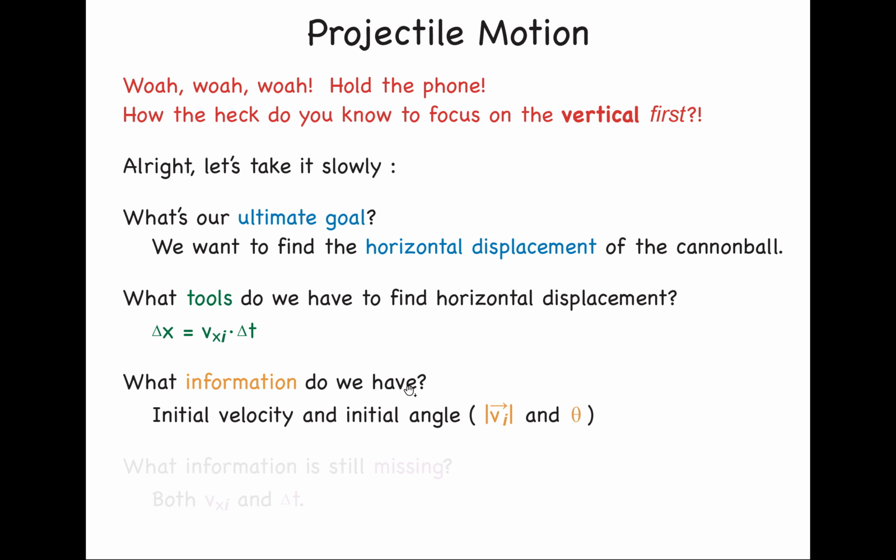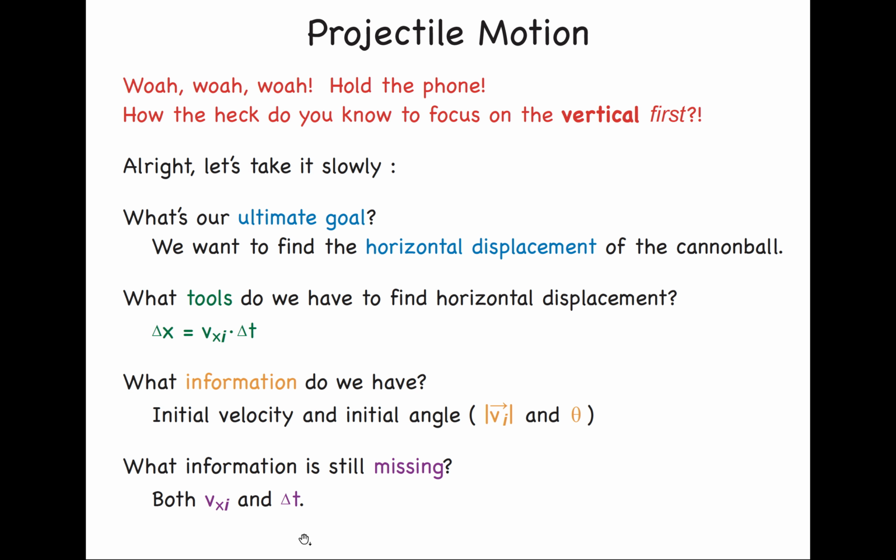What information do we have? Right, so the initial velocity is given and the initial angle. But I'm still missing both v_xi, which is the initial velocity component in the x direction. That wasn't just given. They didn't say it has an x component of this much. They just tell me what the total velocity is. And I'm also missing delta t. They don't tell me how long the cannonball's in the air. So I'm missing two pieces of information.